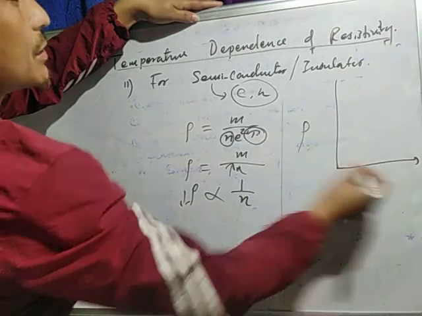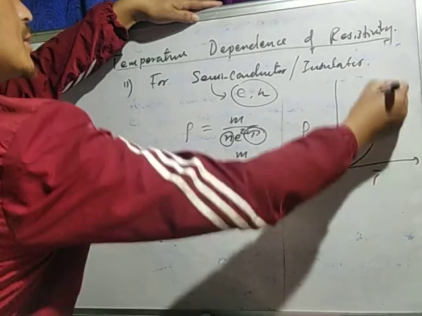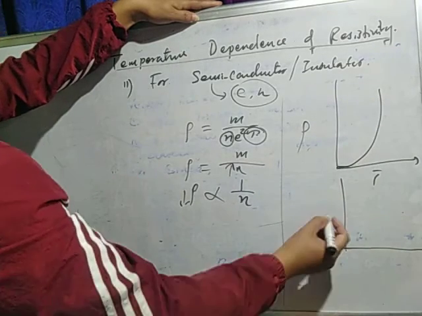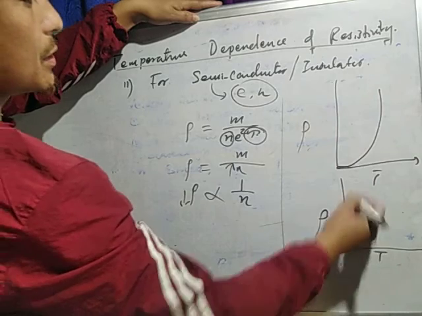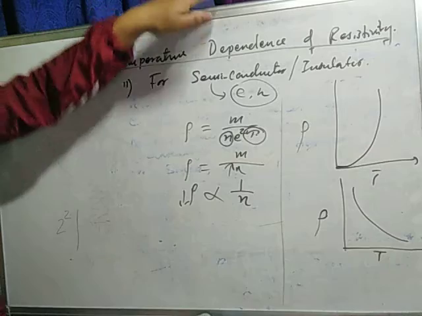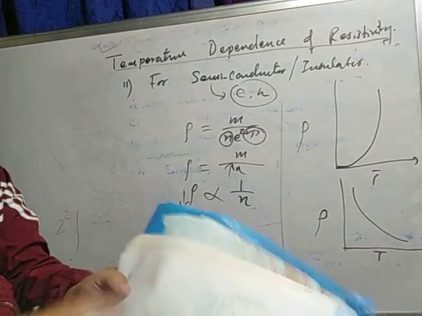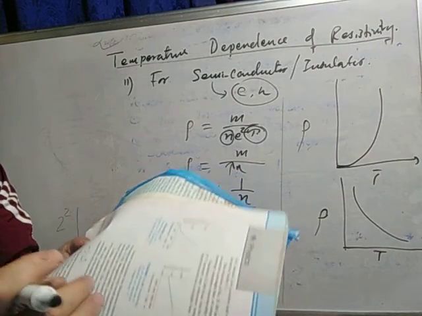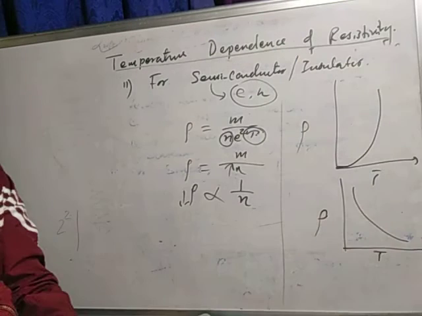Now if you plot the graph, this is resistivity and this is temperature. If you increase the temperature in a conductor, resistivity increases, but in an insulator or semiconductor, if you increase temperature, then resistivity decreases. So this type of graph is there. On page number 104 there is your graph, draw it. The first one is for conductor and the last one is for semiconductor. Draw it and show it to me.